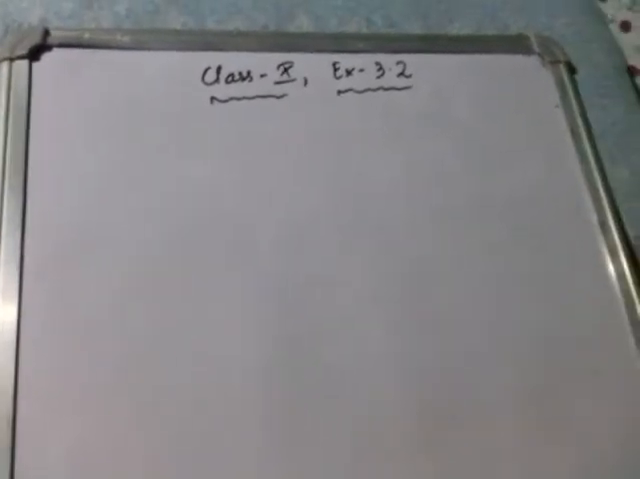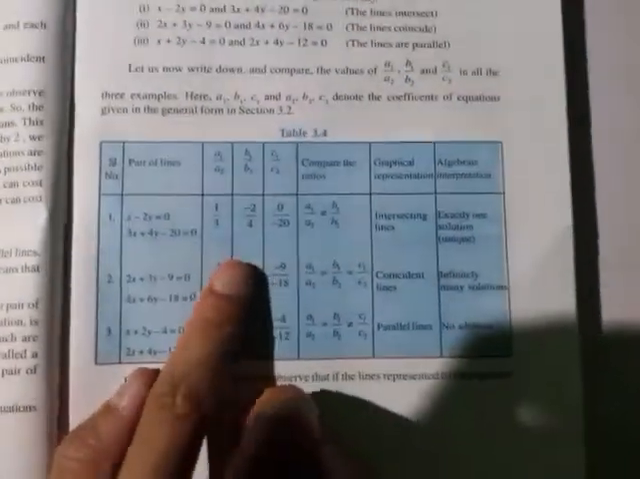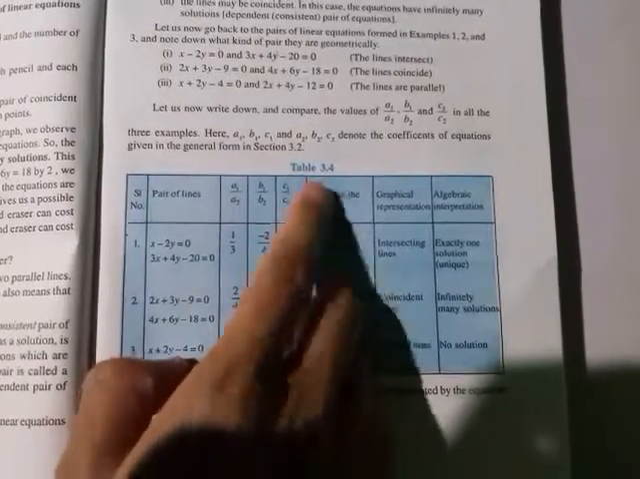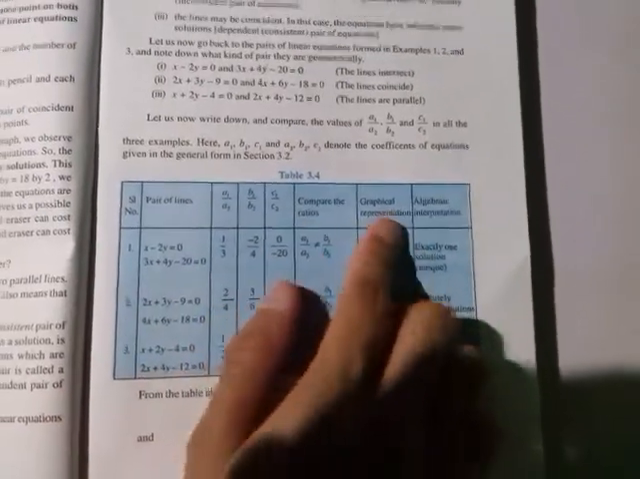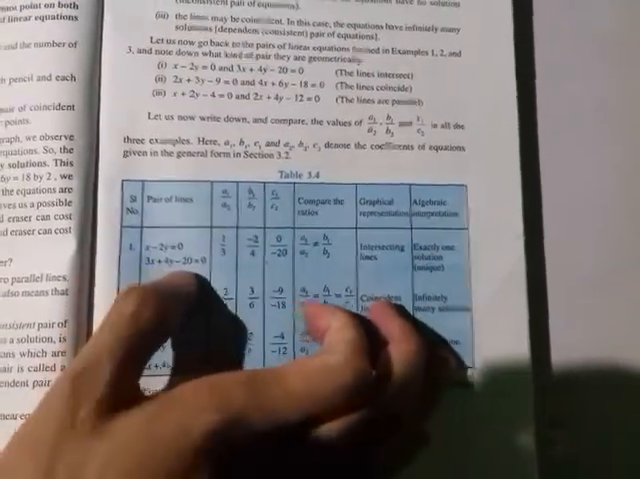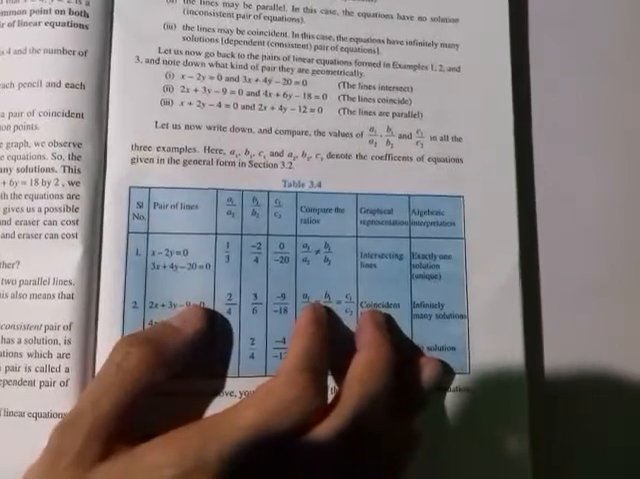For exercise 3.2 you need to know this table. You see it from page number 71. This table you need to know: pair of lines, a1 by a2, b1 by b2, c1 by c2. Compare the ratios, graphical representation, algebraic interpretation. So first is an example of an algebraic solution.